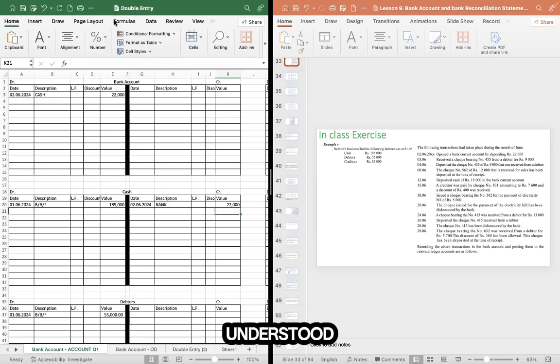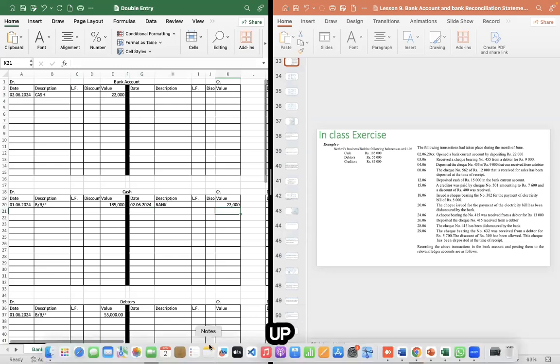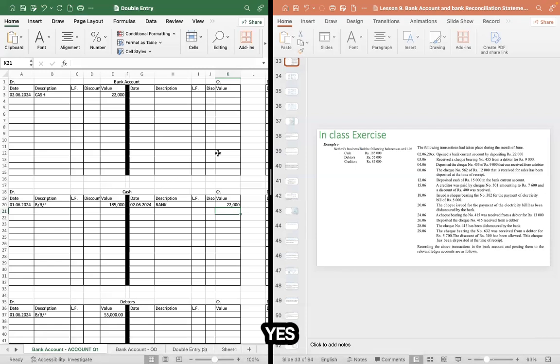Did everyone understand that transaction? Students, yes, please. Okay. Students, please speak up. Okay. Yes. Minora, did you understand it? Is it okay with you? Yes, sir. Okay, good.